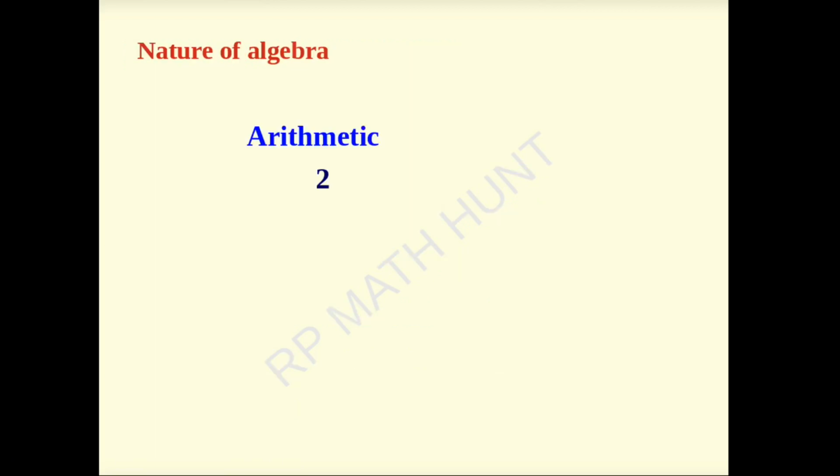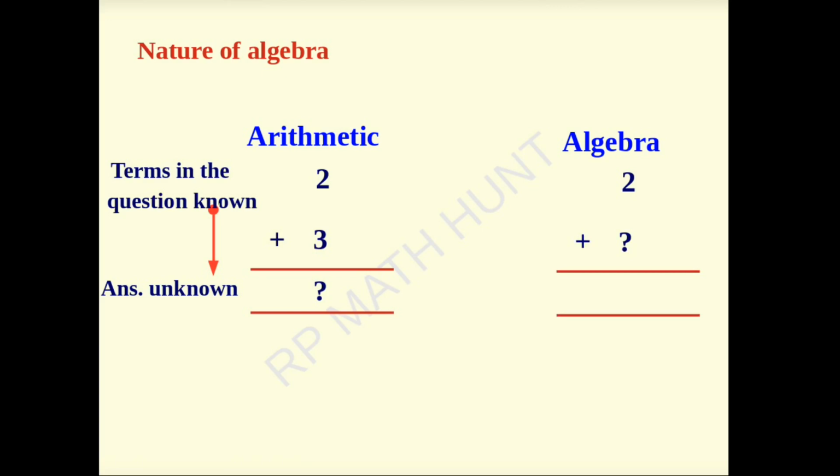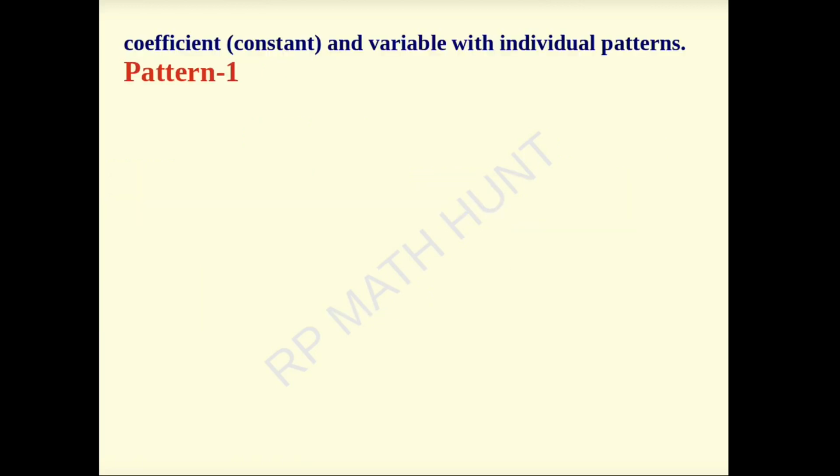Now, nature of algebra. Arithmetic: 2 plus 3 is equal to how much? The terms in the question are known. Answer is unknown. That is arithmetic. We go from known to unknown. In algebra, 2 plus what gives us 5? Terms in the question are unknown, but answer is known.